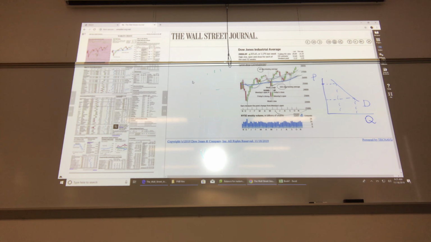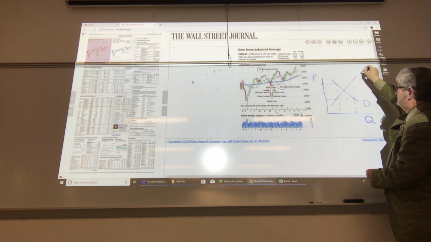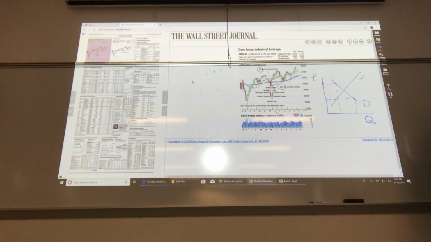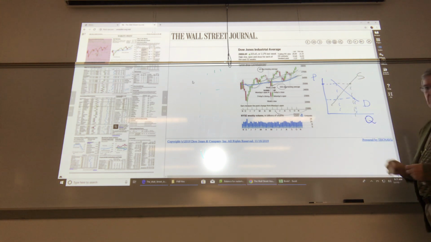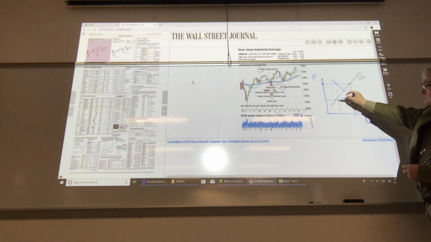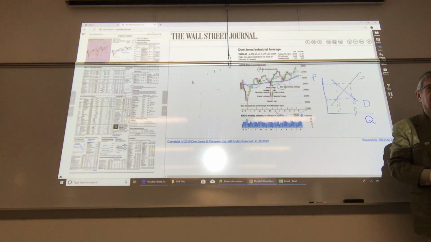How does the price go up? Based upon what is happening with the demand and the supply. And then I have another force. What's the other force? The other force is the supply. What is the supply? Supply is that if the price is high, you supply more. If the price is low, you supply less.